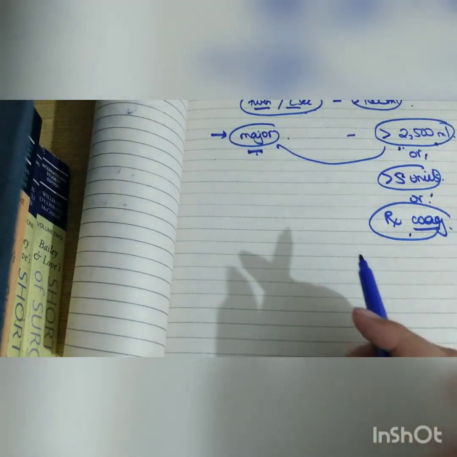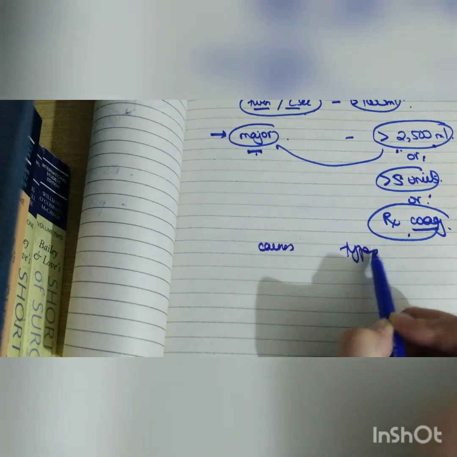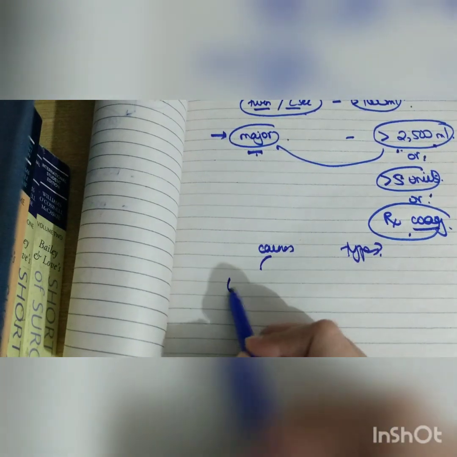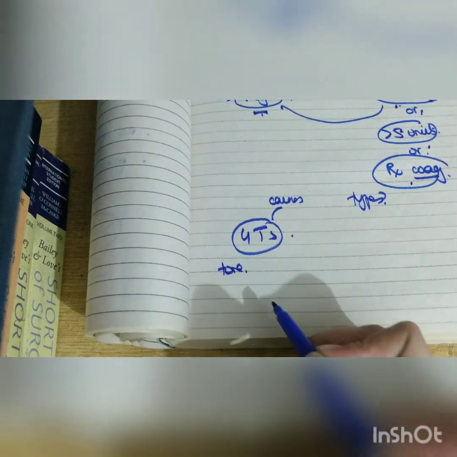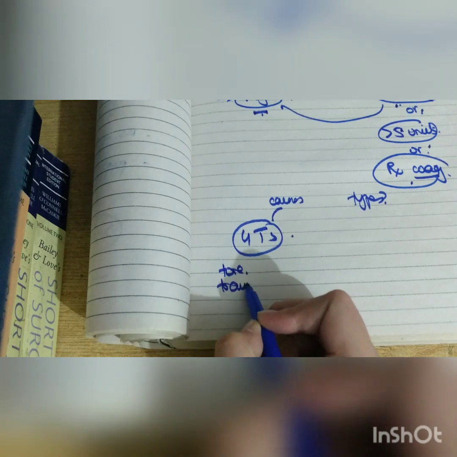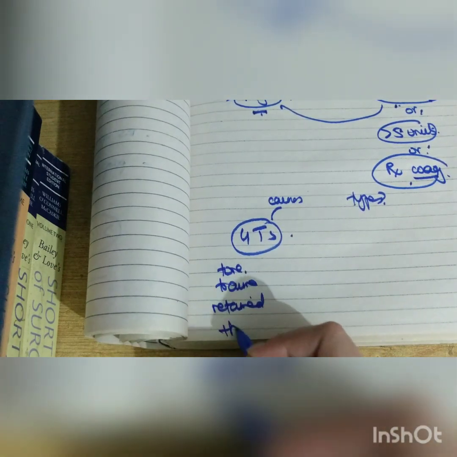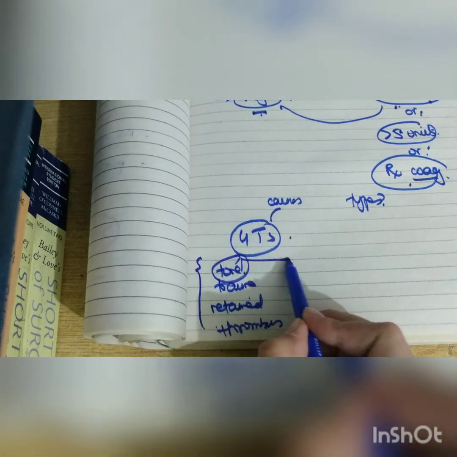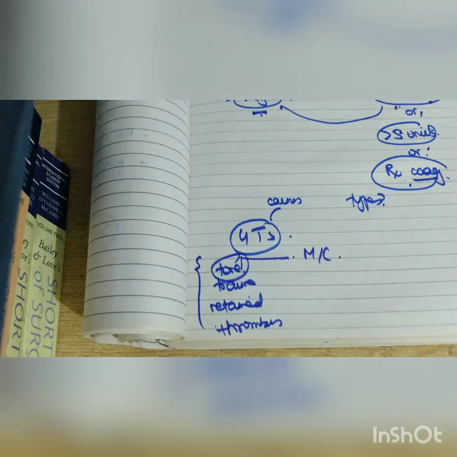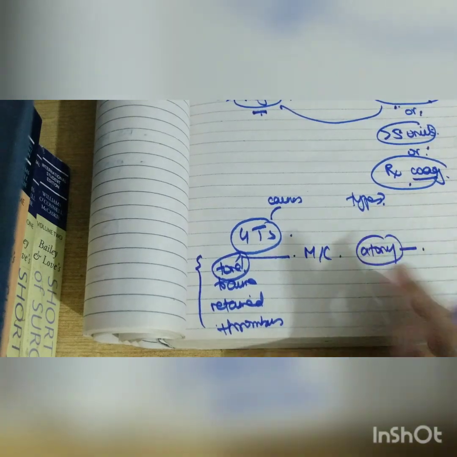Now the next concern is, what are the causes and what are the types? Okay, so basically the causes are very simple. There are 4 T's. Okay, we consider tone, trauma, retained tissue, any retained placental tissue, and thrombus. So this is the most common cause, that the tone of the uterus is lost or decreased, and this is known as uterine atony. We will discuss it in detail in a moment.